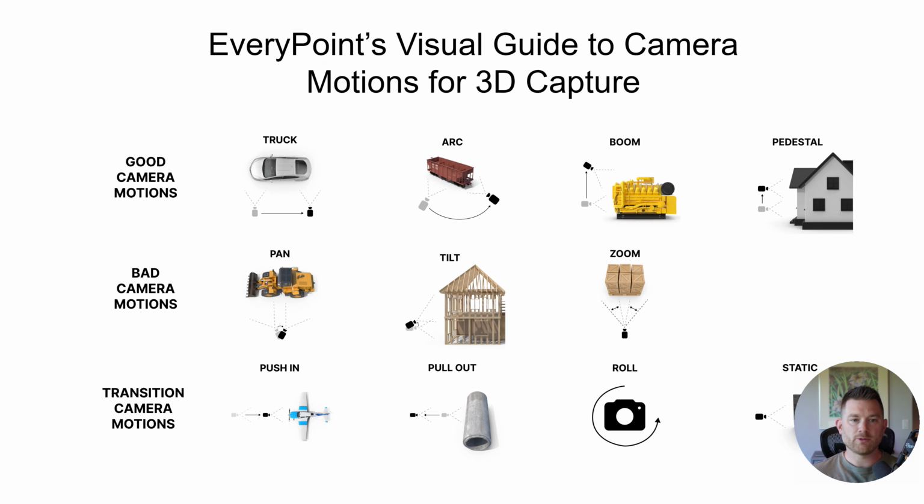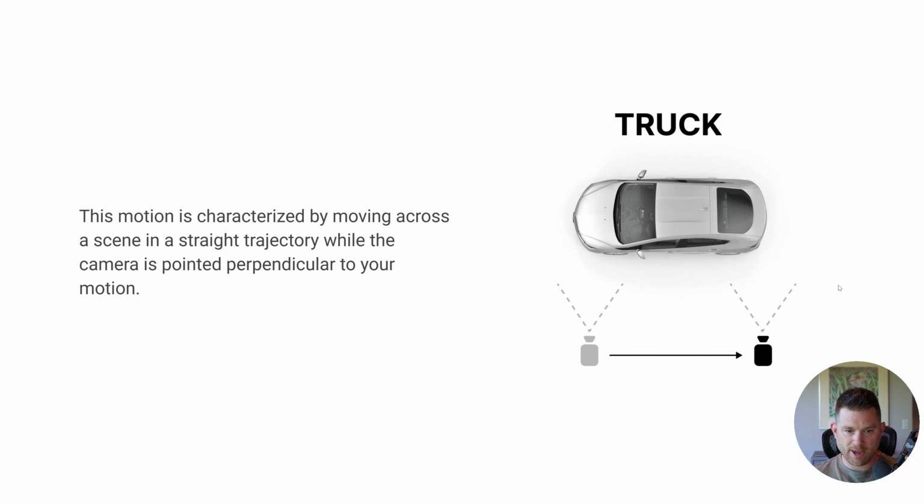So this is where I bring you to EveryPoint's visual guide to camera motions for 3D capture. This is something I developed at EveryPoint, the company I work at, and I am teaching people all the time how to capture these really complex scenes. So we break it down into good camera motions, bad camera motions, and transitions that you can do but aren't going to really get you a better 3D Gaussian splat result or photogrammetry result. So let's break these down one by one really quickly, and then we'll jump in and see these in practice. So the good camera motions.